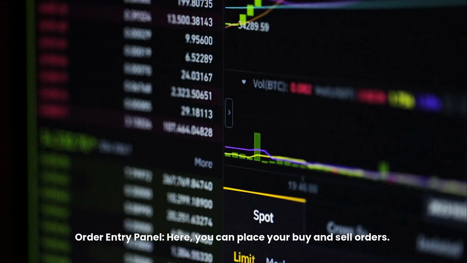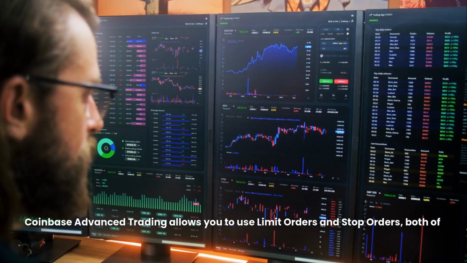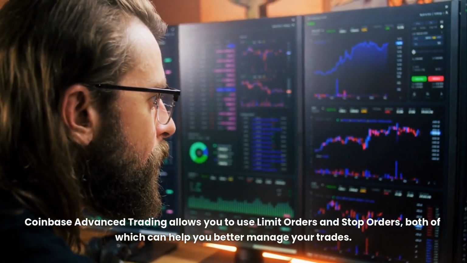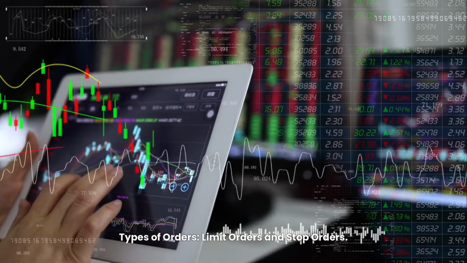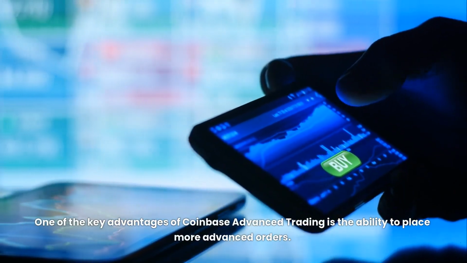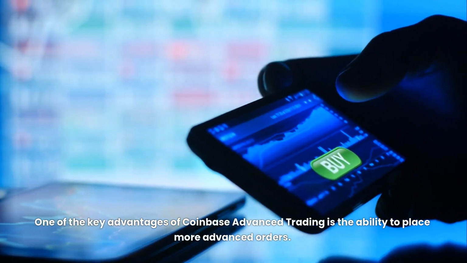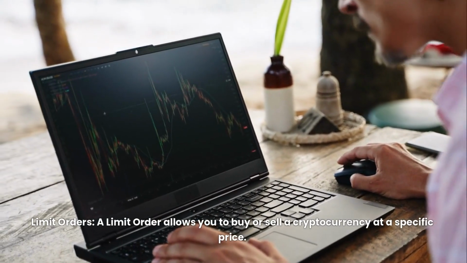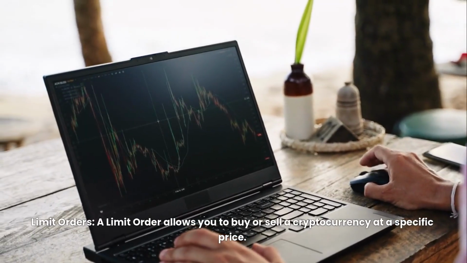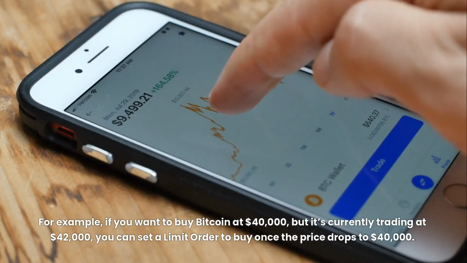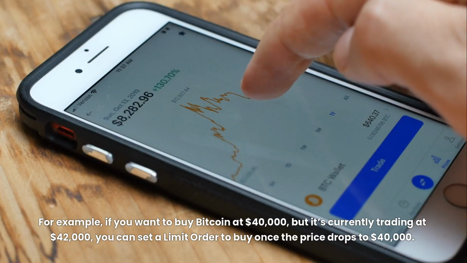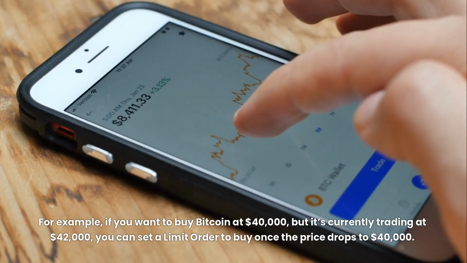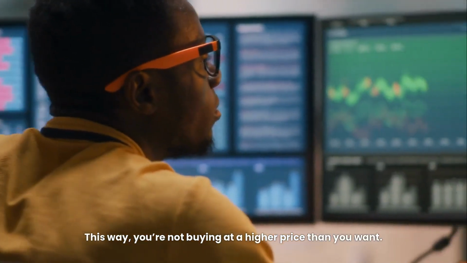Order entry panel. Here you can place your buy and sell orders. Coinbase Advanced Trading allows you to use limit orders and stop orders, both of which can help you better manage your trades. Types of orders. Limit orders and stop orders. One of the key advantages of Coinbase Advanced Trading is the ability to place more advanced orders. Two of the most commonly used orders are limit orders. A limit order allows you to buy or sell a cryptocurrency at a specific price. For example, if you want to buy Bitcoin at $40,000, but it's currently trading at $42,000, you can set a limit order to buy once the price drops to $40,000. This way, you're not buying at a higher price than you want.